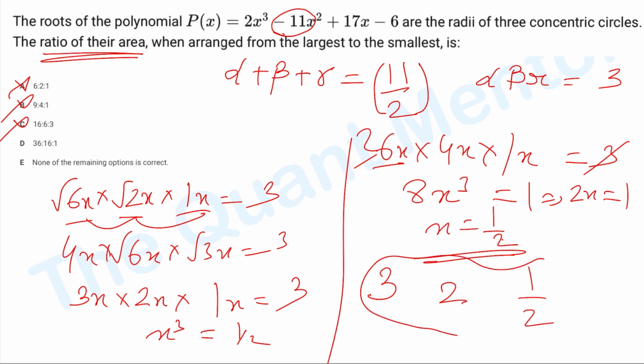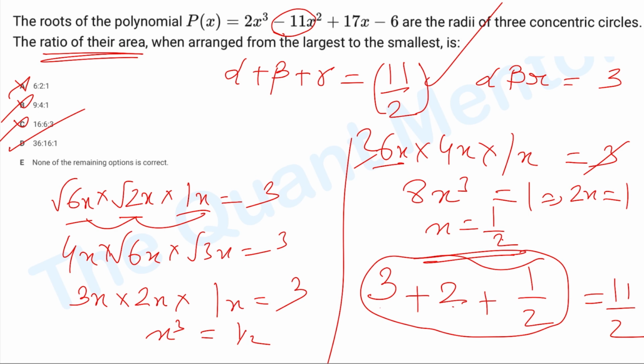Observe that this is exactly what we had got from the previous approach. So we get the radii as 3, 2 and 1 by 2. And naturally their sum is coming out to be 11 by 2. So yes, this particular set of values satisfies all the conditions, and thereby our answer is option D. The ratio of the areas should be 36 is to 16 is to 1.